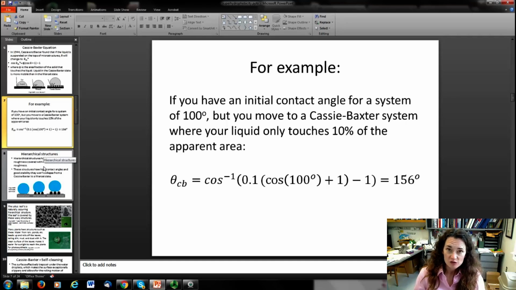Now, oftentimes people tried to structure these things, and they made these little pillars and designed things once we gained the capability to do that, and we could get things in the Cassie Baxter state for a while. But then eventually something would happen and the liquid would drop down in between the pillars, and we'd be back in the Wenzel state again, and the contact angle would reduce.